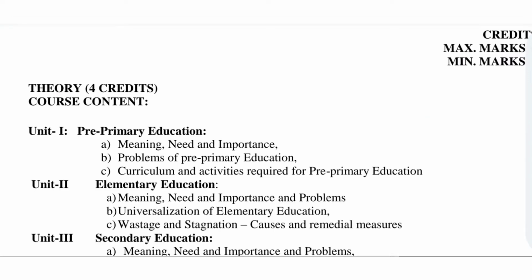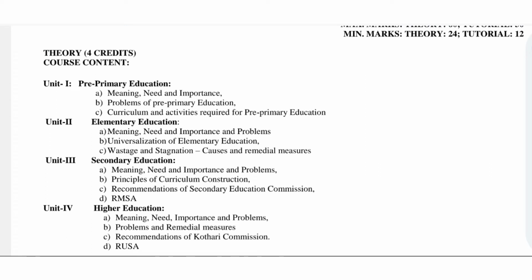Now let us discuss the 4 credits of theory portion. In theory portion, you have 4 units. Unit 1 is pre-primary education, unit 2nd is elementary education, unit 3rd is secondary education, unit 4 is higher education. Let's discuss each unit one by one.